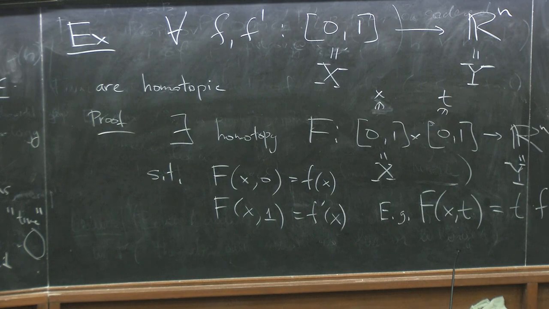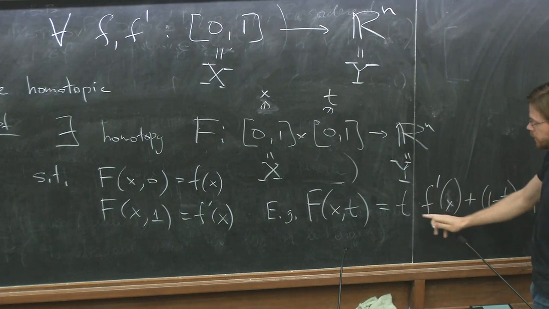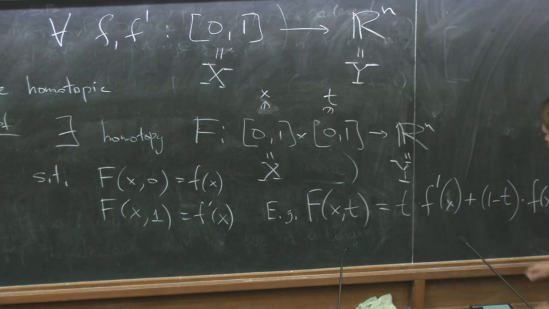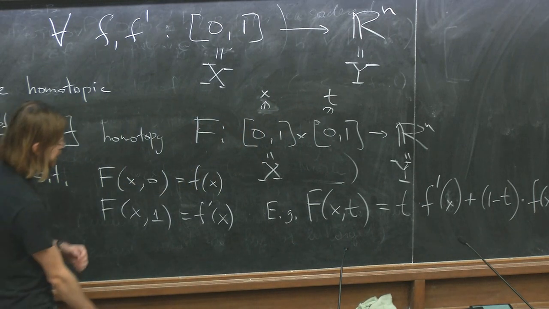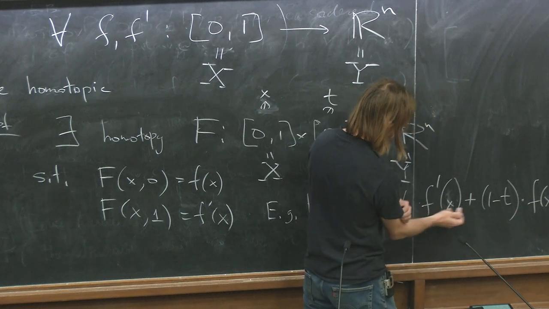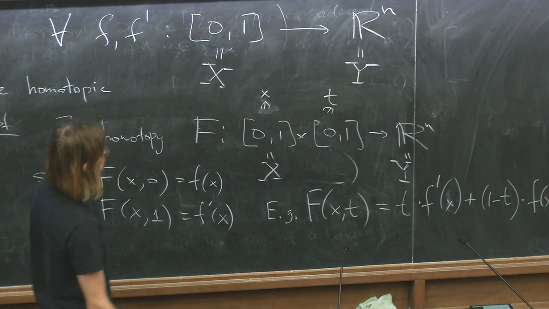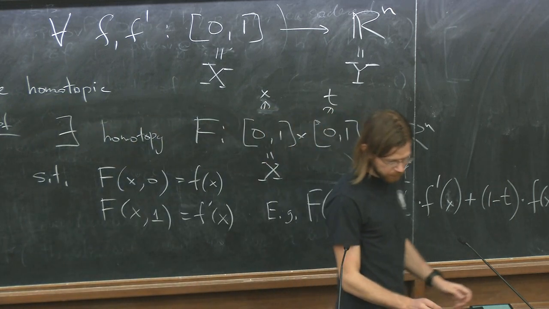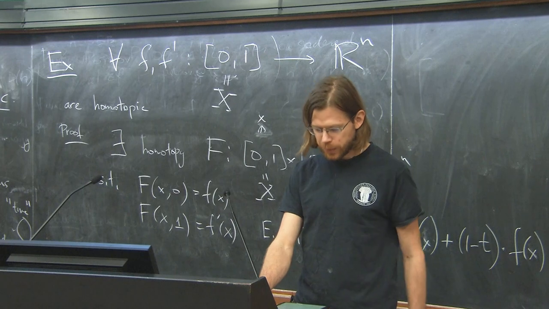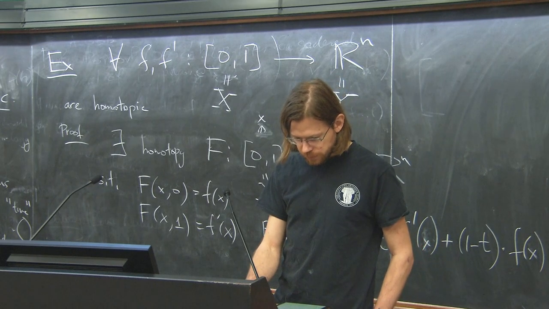So here we use multiplication: we consider the result as a vector space, so the values can be added and multiplied by real numbers. And you can see that this is of course continuous, because it is a composition of continuous functions. We know that multiplication and addition are continuous functions on Rn, and this satisfies the condition. So any questions about the definition of homotopy, and this example? Okay.